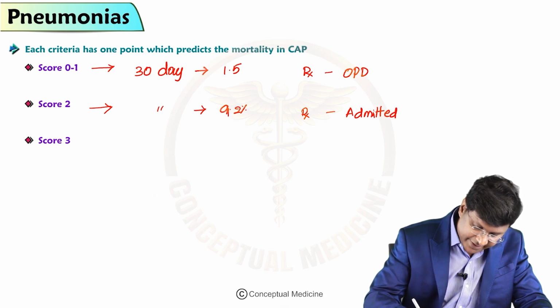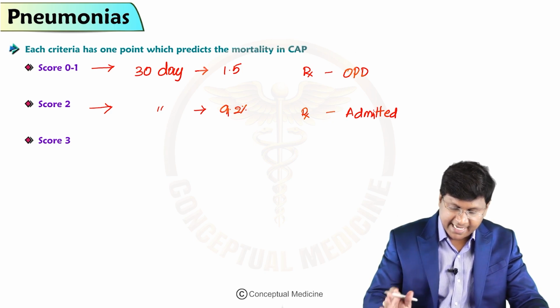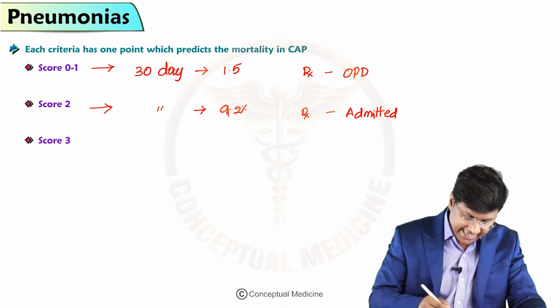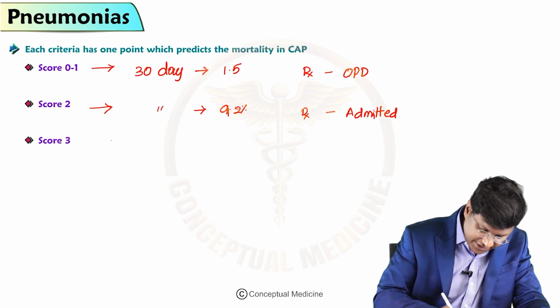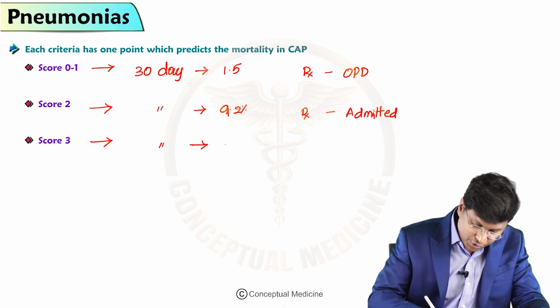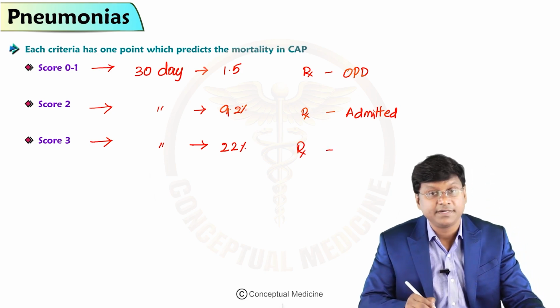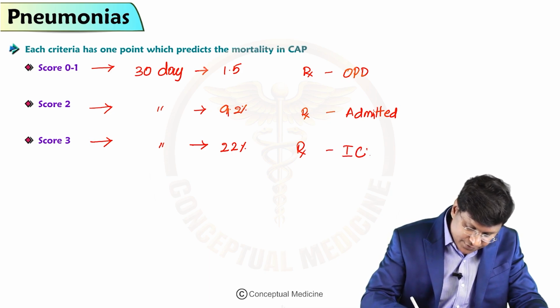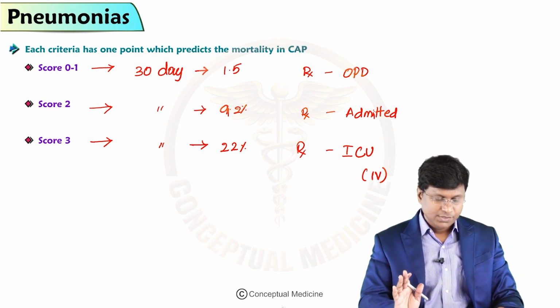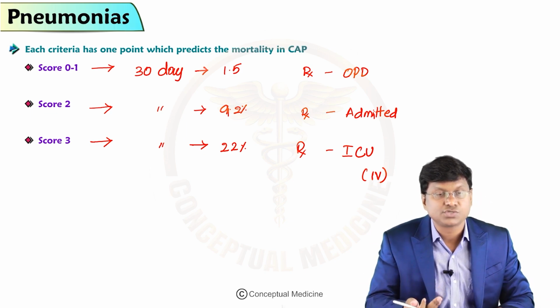Right, the patient is admitted to the hospital and then IV antibiotics should be given. And if the score is 3, then the 30-day mortality is around 22%, and the treatment in these patients should be done by admitting in ICU, and intravenous antibiotics should be given. So this is the importance of giving the scoring system.